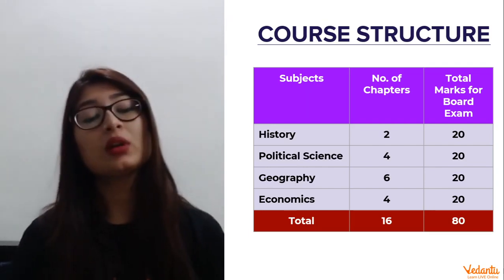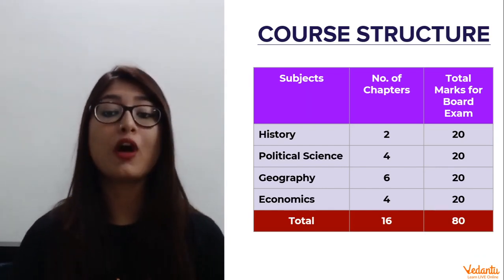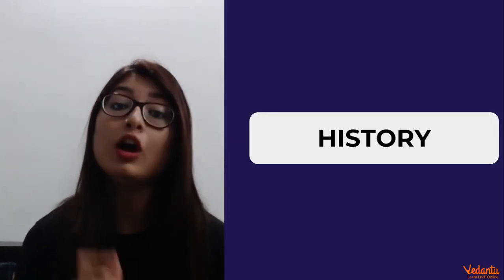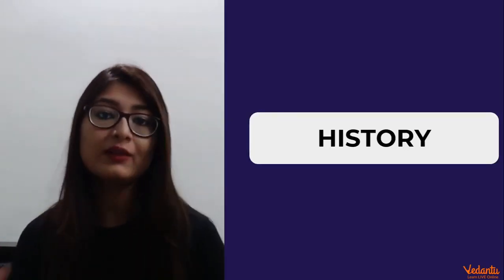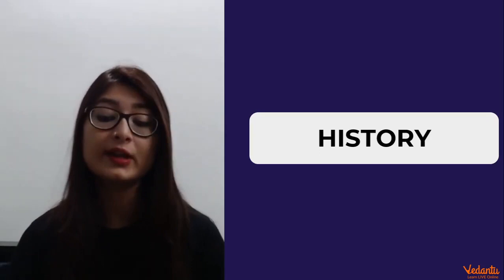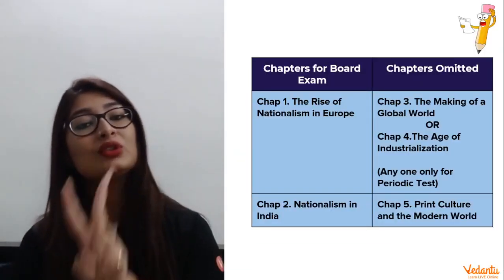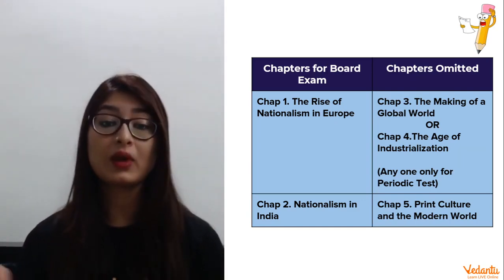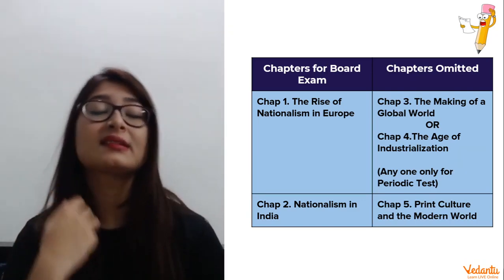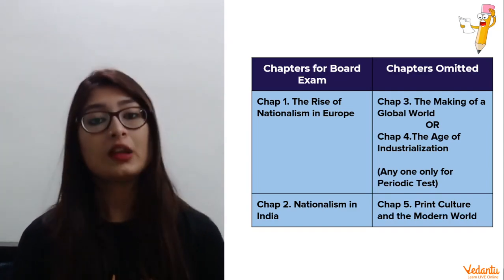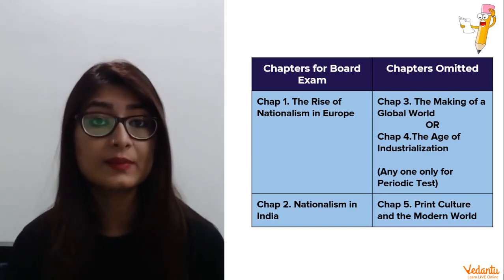The total number of chapters, as I told you, is 16, which will comprise 80 marks as a whole. So let's look at the breakdown of each subject, how it is going to look, guys. For history, we're just going to have 2 chapters, which are the rise of nationalism in Europe and nationalism in India. These are the 2 chapters that you have to prepare for your board exams.